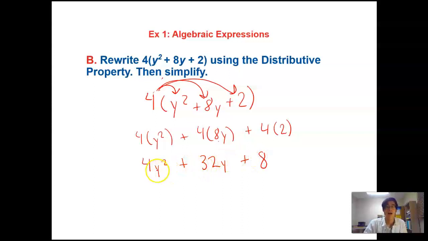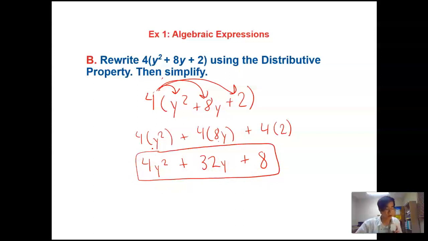Once again, I can't add these up because when you want to combine like terms, they need to have the same variable and the same exponential power. Okay? And we'll look at that mathematically for the next example. So just try these problems first.